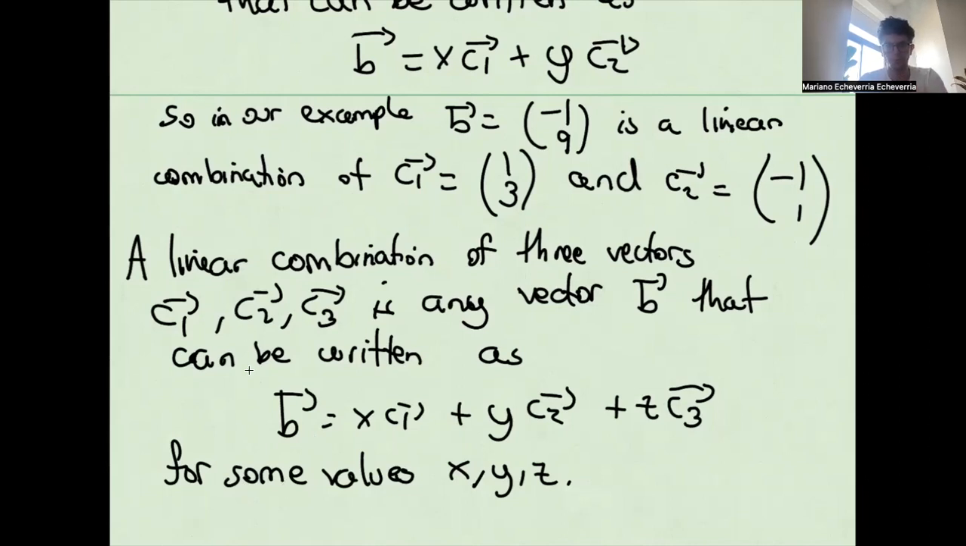I'm actually going to define that in a second. That's a good question, but I'm going to define that in a minute. I'm just trying to show you what it would look like in the case of three vectors.